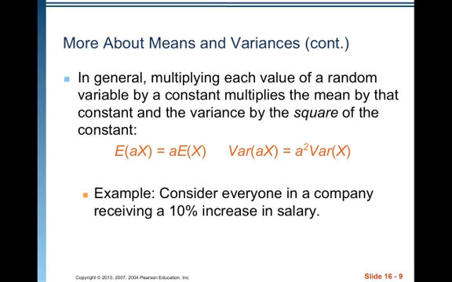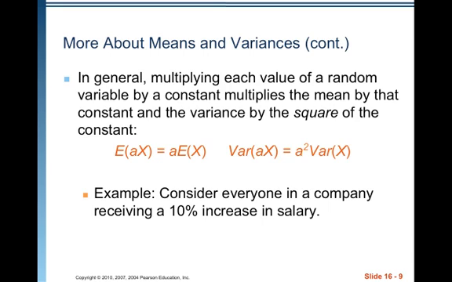Okay, so we added and subtracted a constant. Now let's multiply each value by a constant. So in general, multiplying each value of a random variable by a constant multiplies the mean by that constant and the variance by the square of that constant.